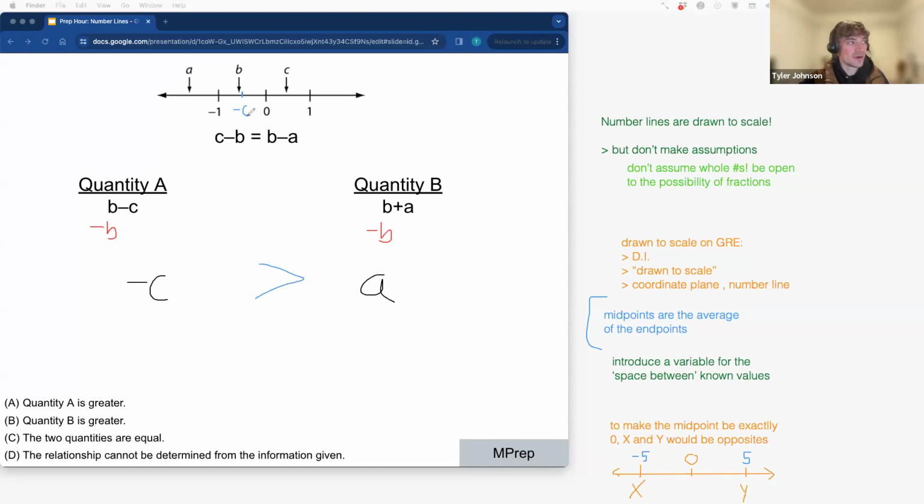So I've proven negative C is always further right on the number line, so it is the bigger value. I don't need to worry about the B's at all. Like if I added the B's back in, it's the same result. Adding or subtracting the same value to both sides of an inequality does not affect the relationship. So quantity A is bigger.